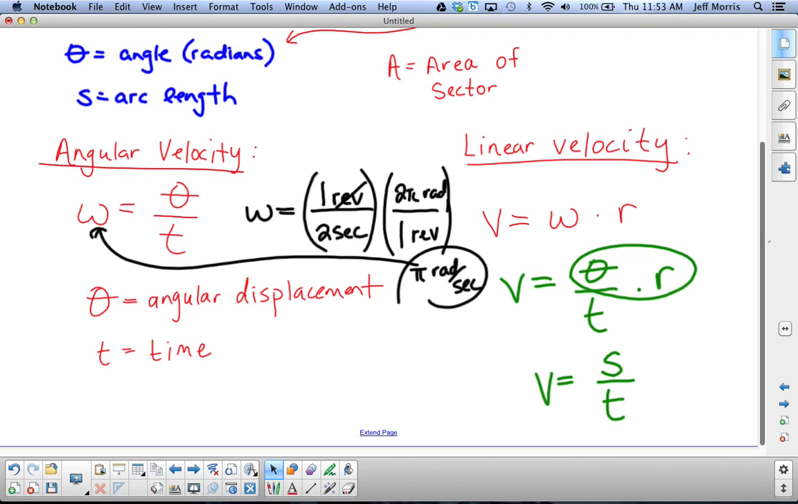You guys can sit down. So do you see the difference between linear and angular velocity now?